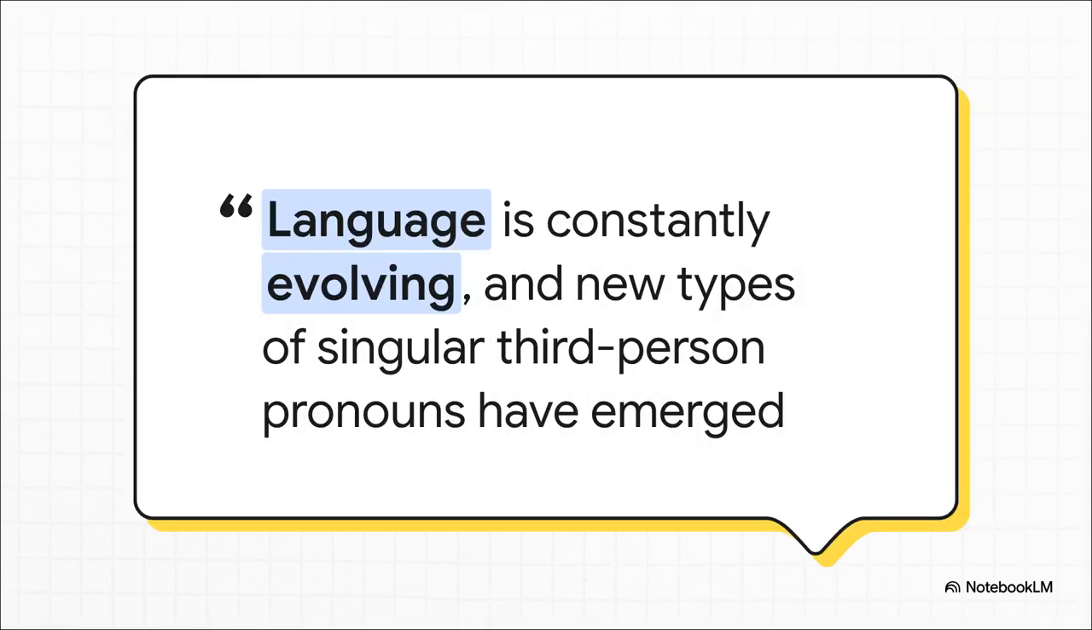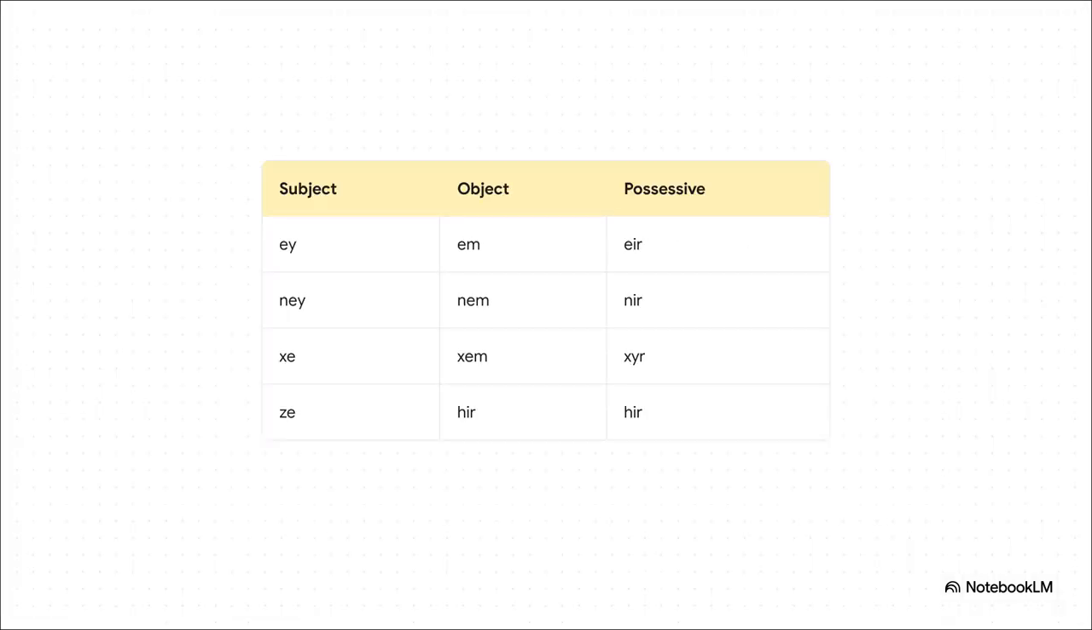As our Grammarly source highlights, and this quote really hits the nail on the head, language is constantly evolving, and new types of singular third-person pronouns have emerged that refer to people entirely without reference to gender. This is a perfect example of how language adapts to serve the communicative and descriptive needs of the very people using it.